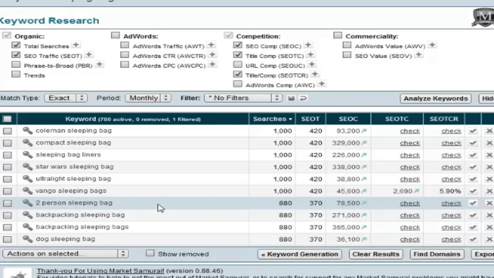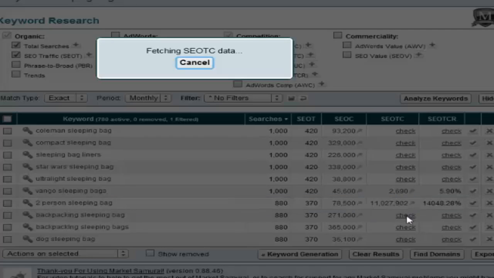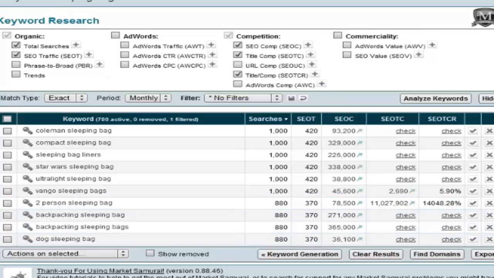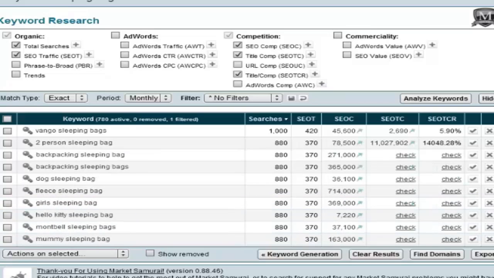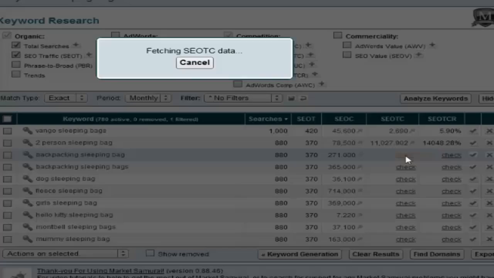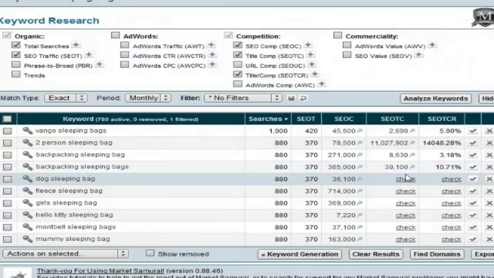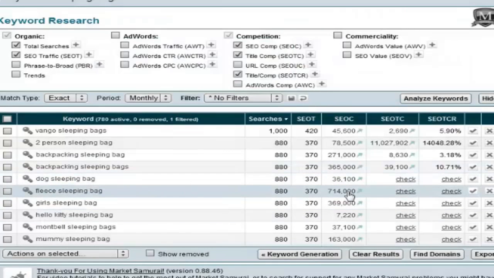And I'm also seeing some secondary markets. Like here again is 2-person sleeping bag, and that's actually got a ton of competition. So that's a great example of a market that you want to avoid. It's only got 880 searches and 11 million different websites mentioning that. We got backpack sleeping bags. Let's take a look at that. 8,000, very small again, the plural. 39,000.